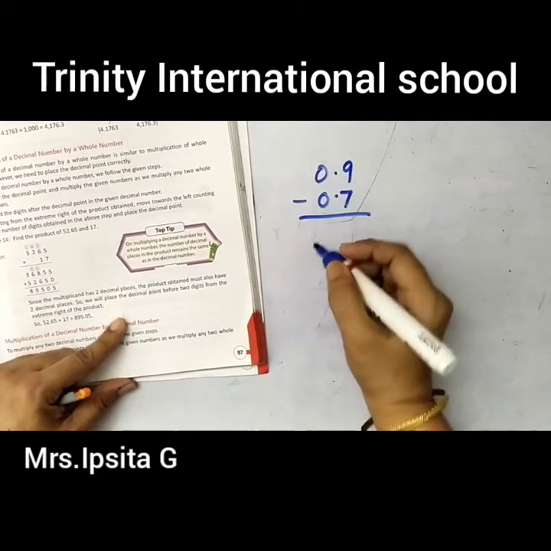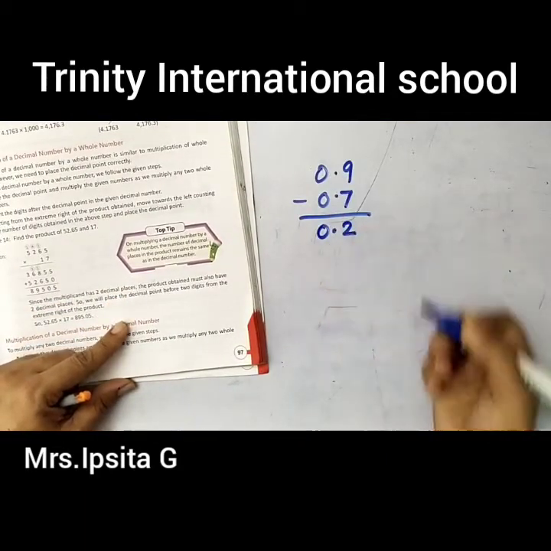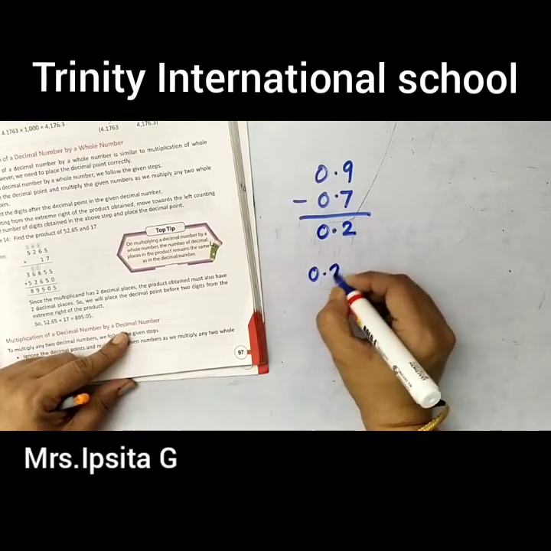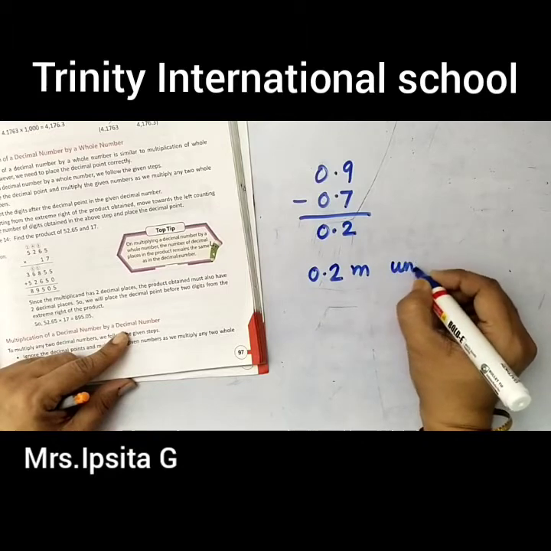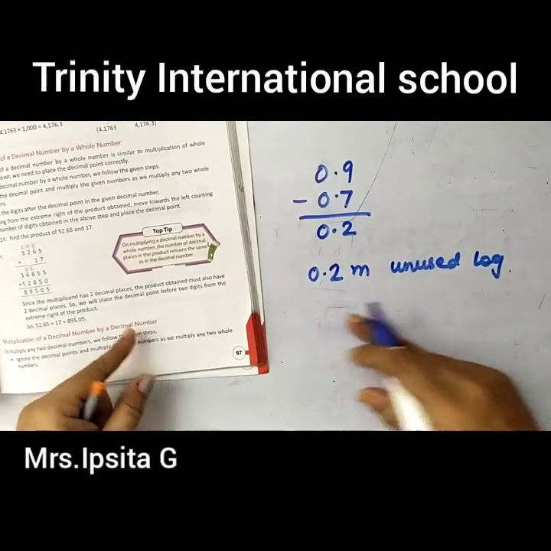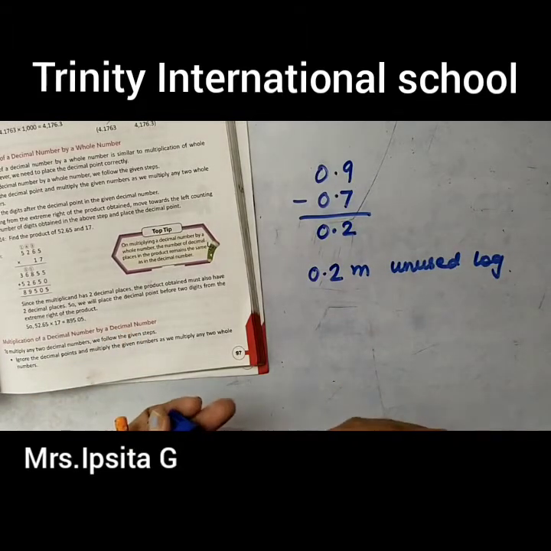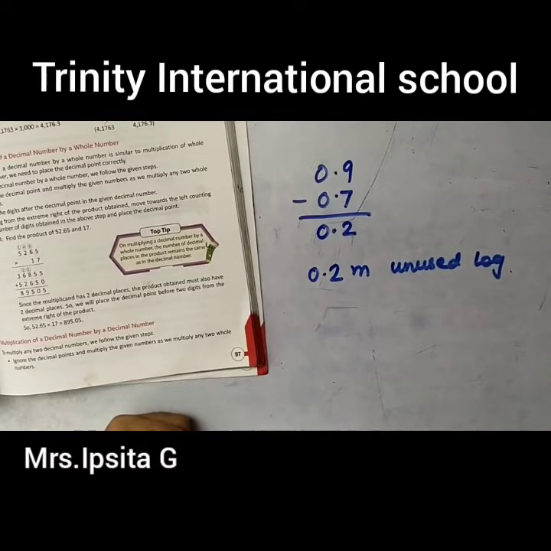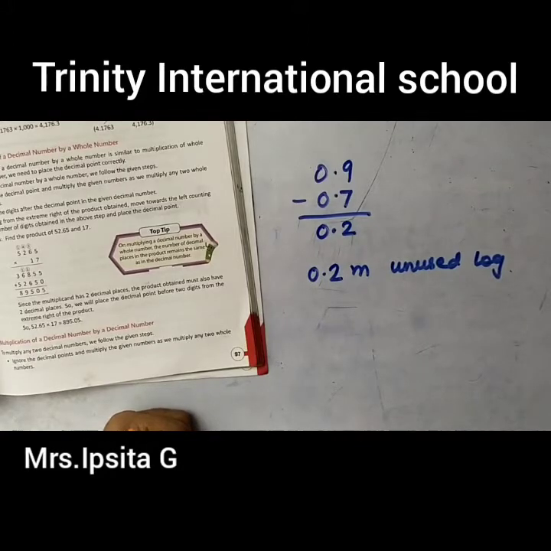So now see, this is how you will write, and this gives you 0.2 meter as unused log. Okay, so 0.2 meter log is unused. So this is how you need to write the statements, and then you are going to solve the subtraction of the number. So with this we complete exercise 7.4.